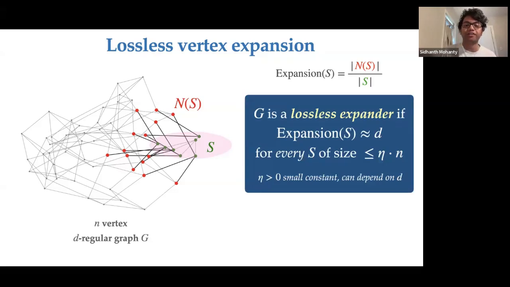And we're going to call this graph G a lossless expander if the expansion of every small set is close to D. So the expansion of any set cannot exceed D. And we care about the notion where every small set has expansion roughly close to D. And here, when I say small, you should think of the number of vertices in S as being linear in the total number of vertices. That is, the size of S is a small constant eta times the size of the vertex set.